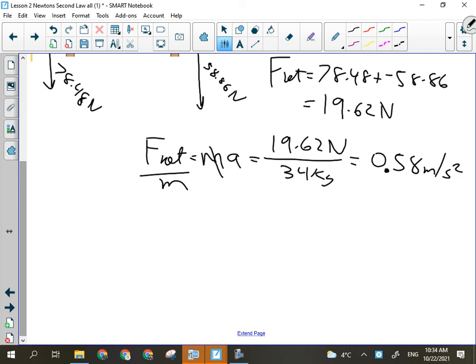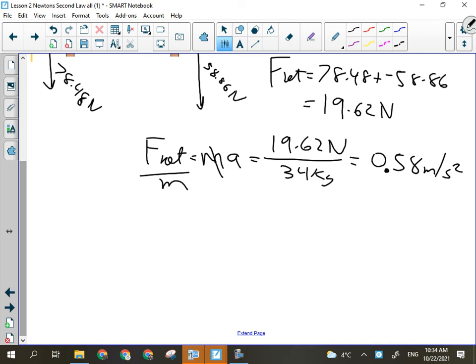Again, did we do anything different? Every single time, sum of all forces and m times a. Yes, it's becoming increasingly complex to get there, but in the end, that's what it always breaks down to. Questions on that one?